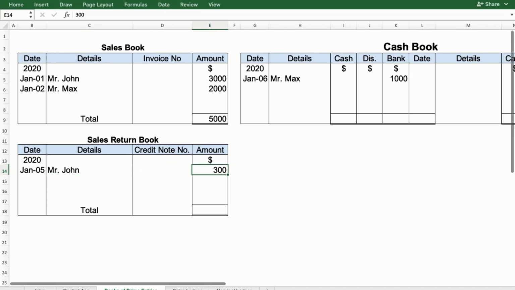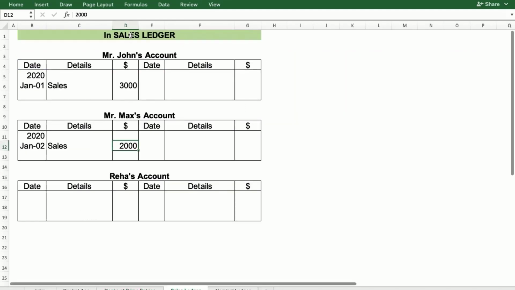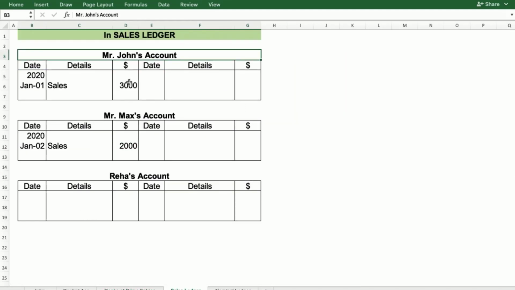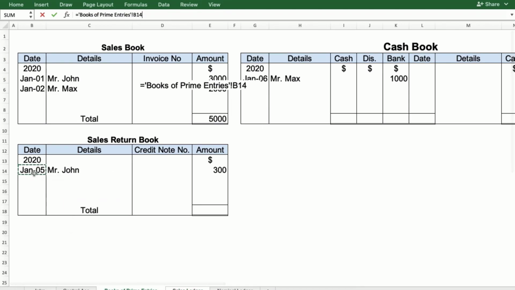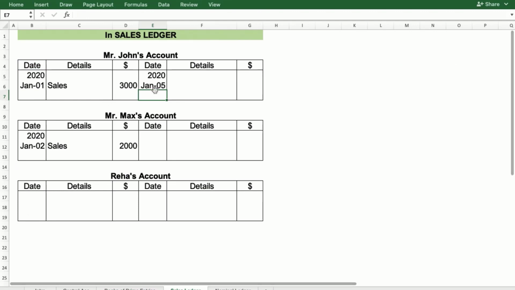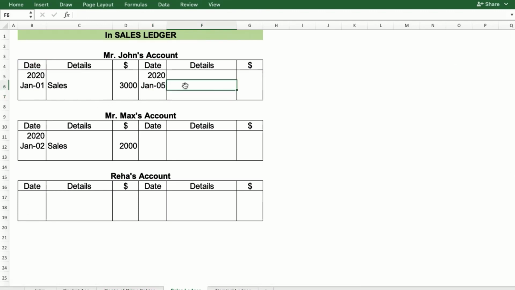So Mr. John's account you will find in the sales ledger. On the credit side, I will write 2020 and the date was Jan 5th, the date of sale return. I will put that date here, and I will write the name of the opposite account, sales return, and the amount was $300.